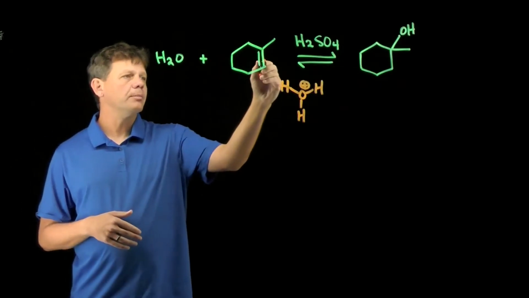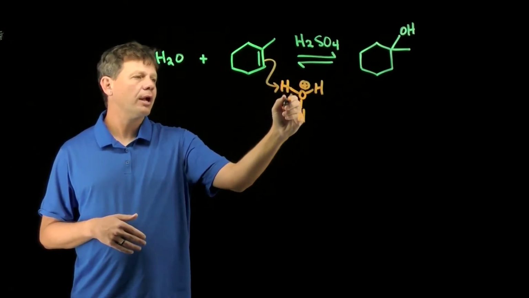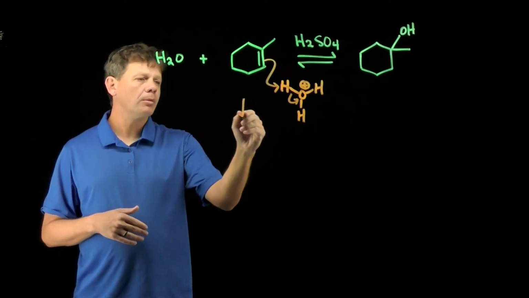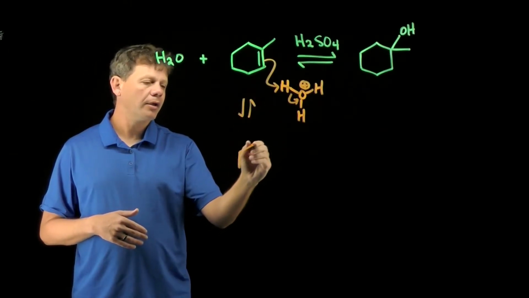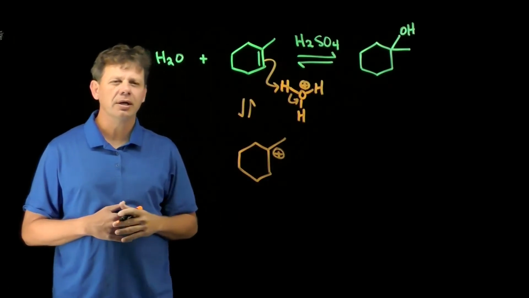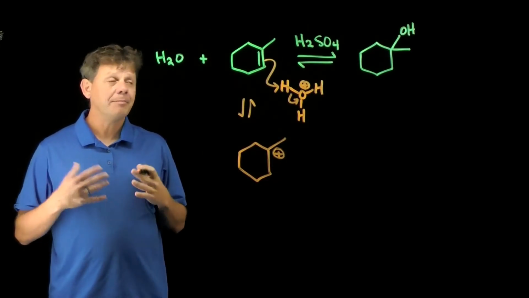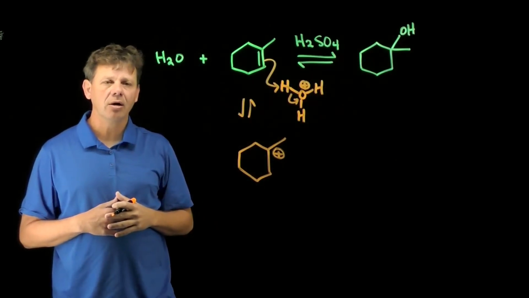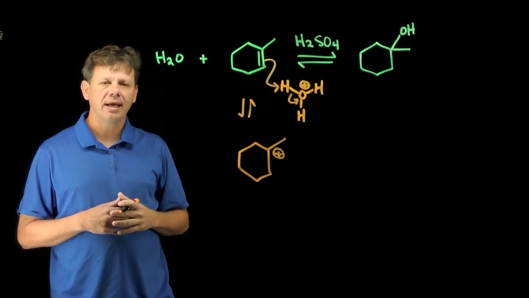The reaction is going to begin by the pi electrons grabbing the proton from H3O+. We're going to put the proton on the carbon that leaves behind the most stable tertiary carbocation. That makes sense because we're eventually going to have the hydroxyl group attached to that carbon, and now we have a way for that to happen.